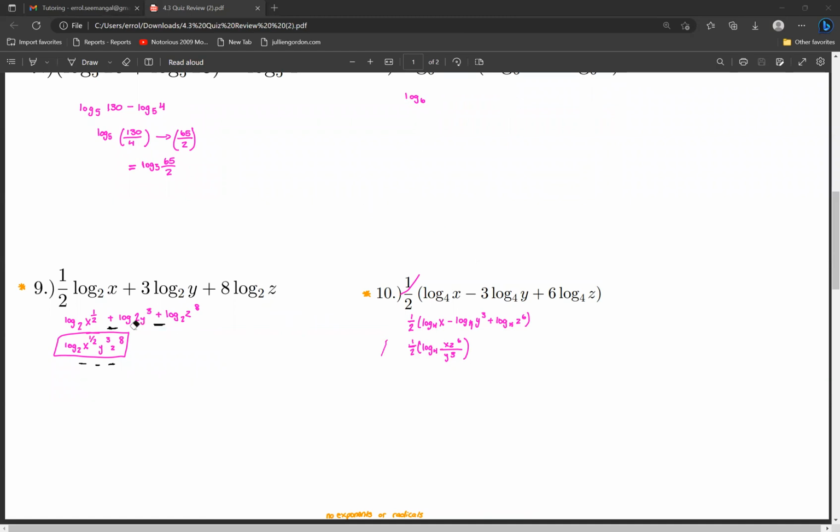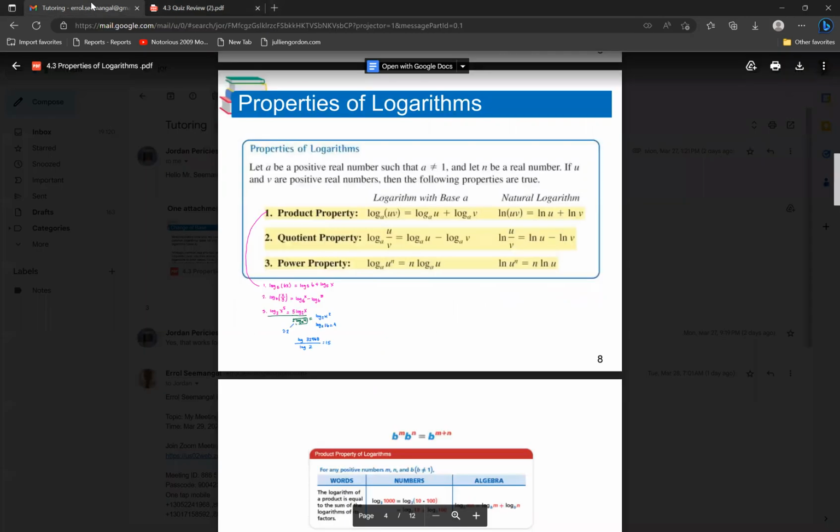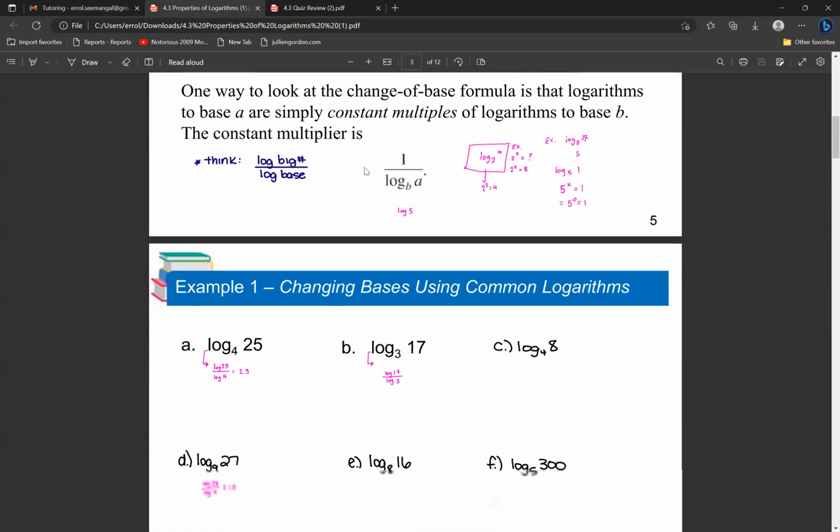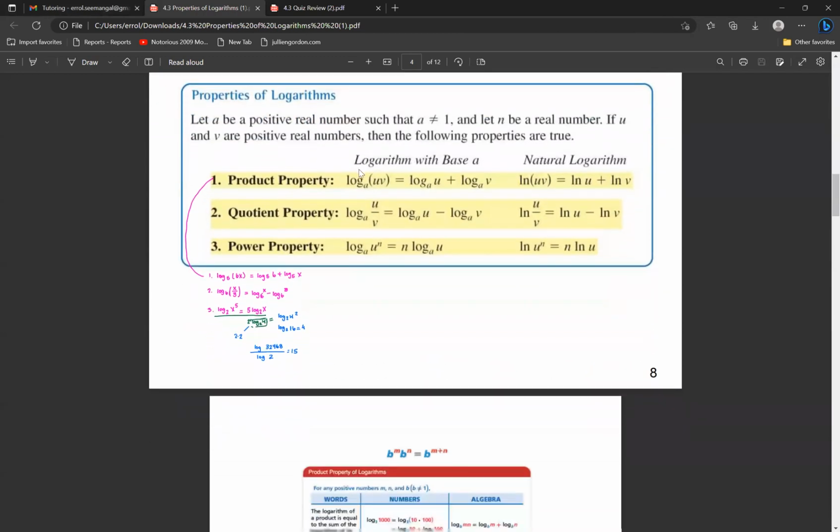So that's that, what's it called? Quotient rule. Let me go back to see what it was called again. It's called product property. Let me download this one. Okay, yeah, product property, number 1. Can you see the screen right here? 4.3, properties of logs, product property. So that's the one we just used a minute ago.